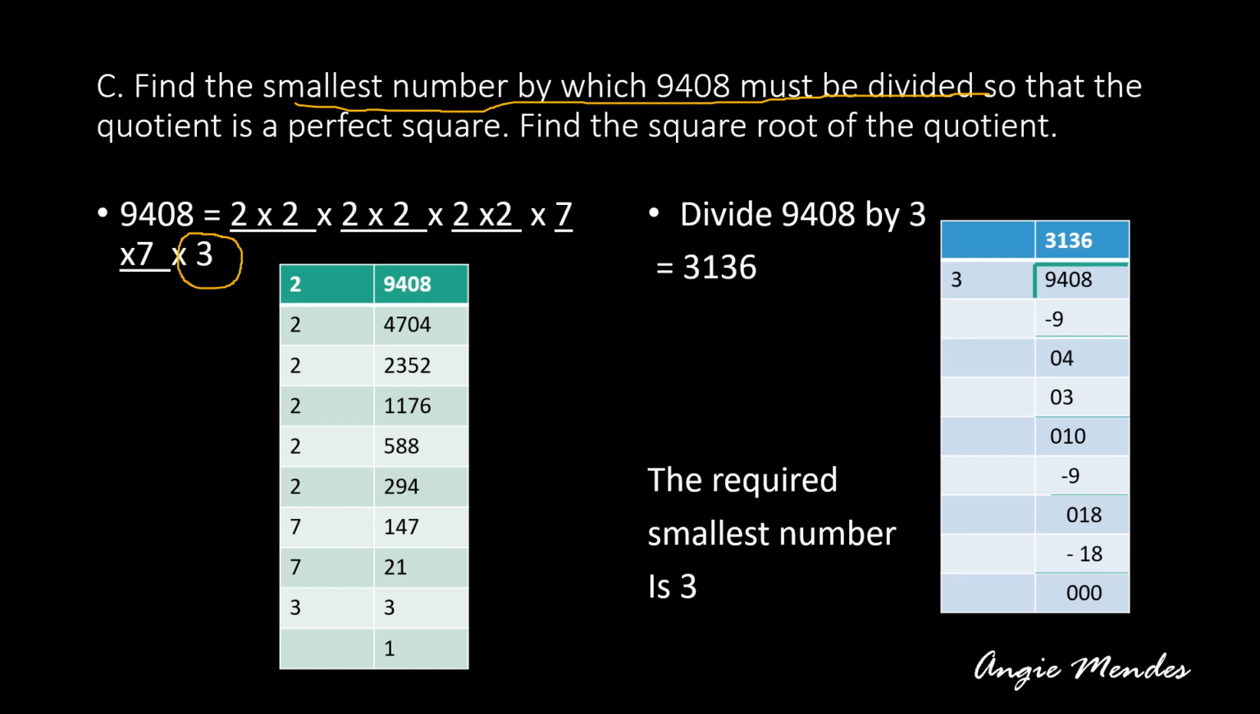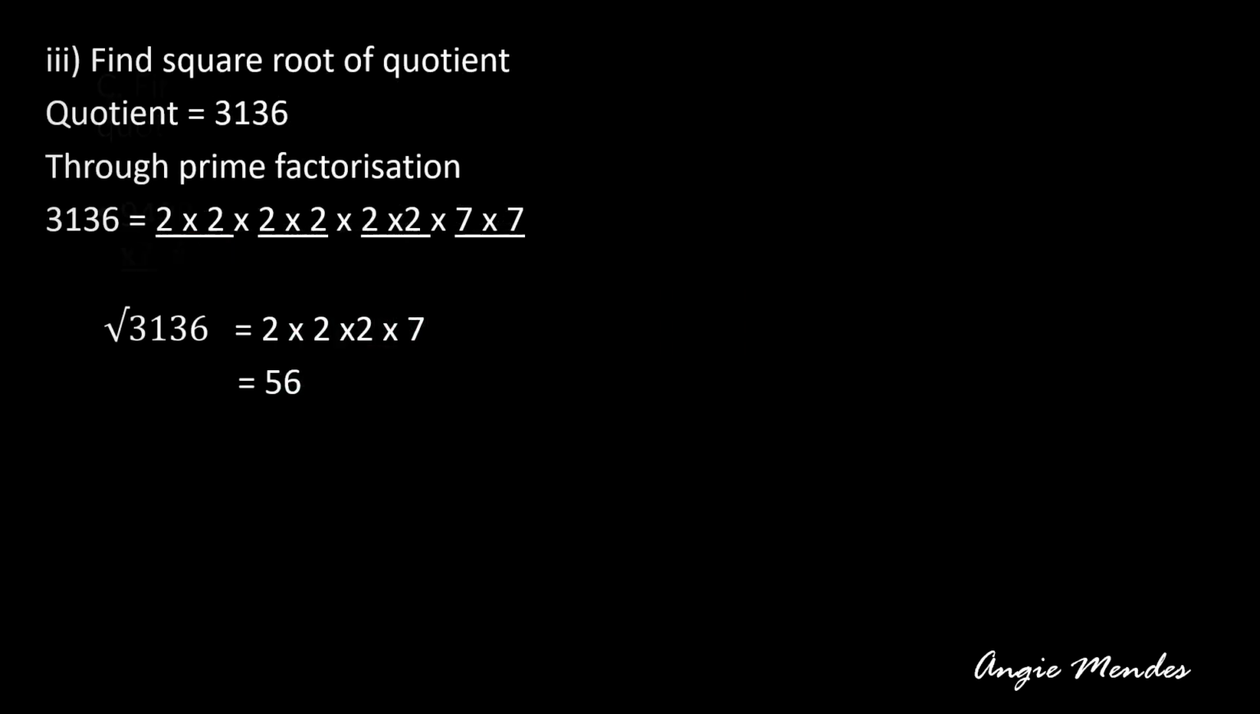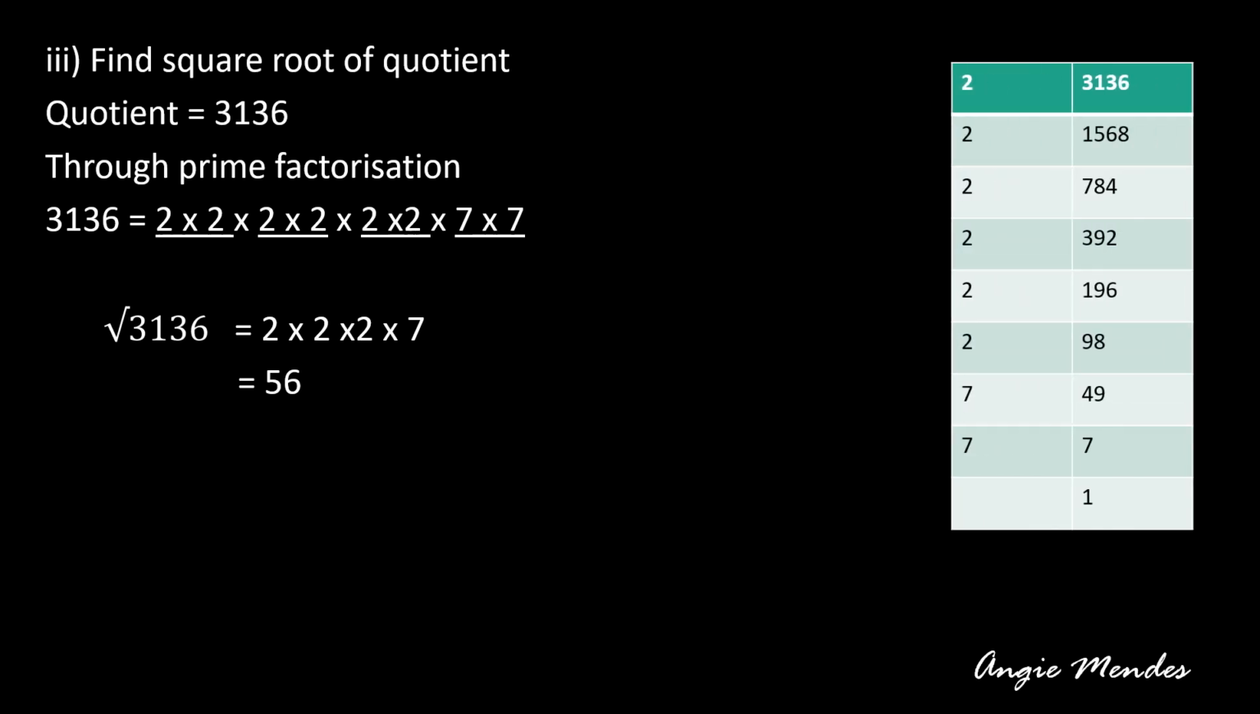What is the quotient? 3136. Okay, now we have to do the next part. We have been asked to find the square root of the quotient. The quotient, the answer that we got on dividing, is 3136. Now to find its square root, first we need to know what are its prime factors. So to find the prime factors, we will do the necessary operation on it.